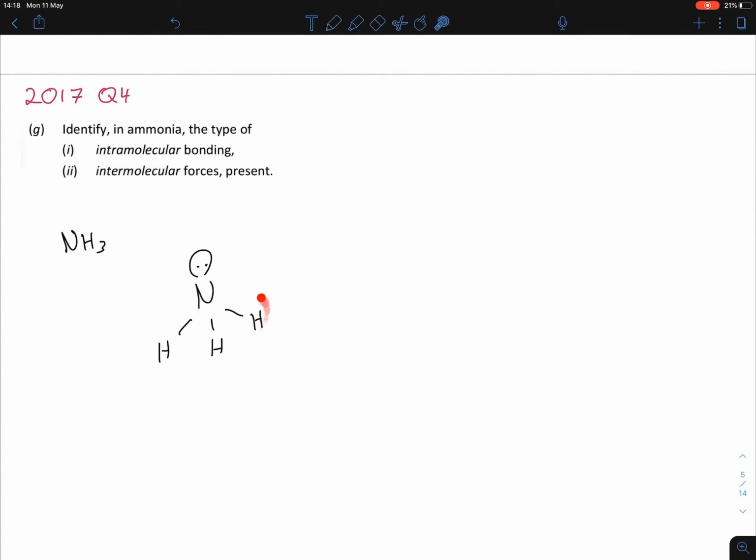and hydrogen bonding. Now, remember for hydrogen bonding, you need hydrogen to bond with one of three elements: nitrogen, oxygen, or fluorine. In this case, we have hydrogen bonding with one of those elements, which is nitrogen. So therefore, our answer is going to be hydrogen bonding. If there was no nitrogen present, and it was something like sulfur, then it would be dipole-dipole. So hydrogen bonding.